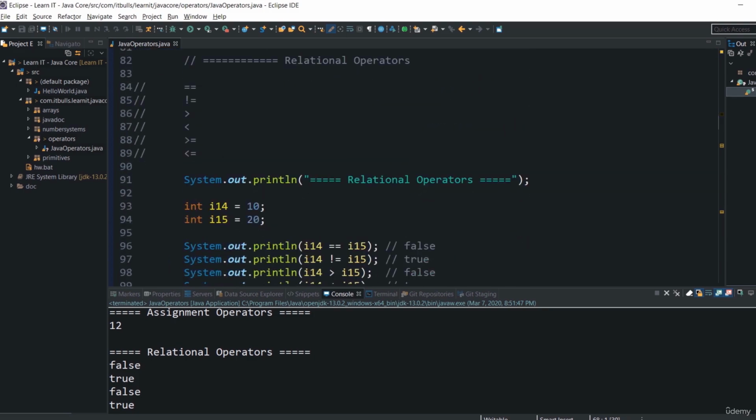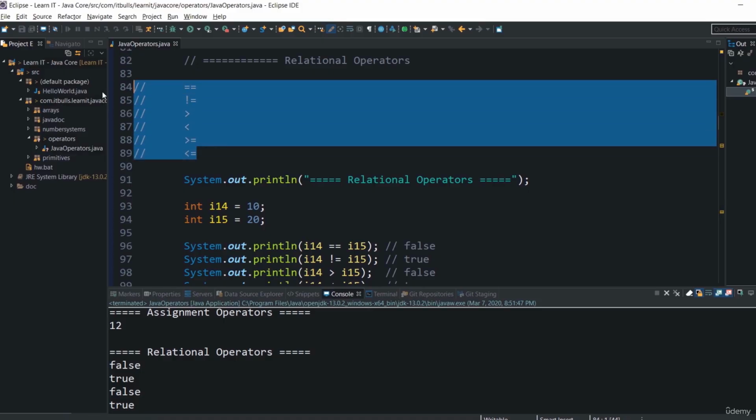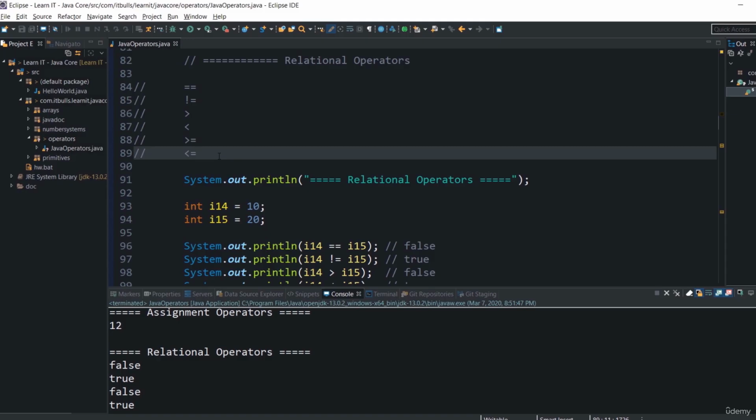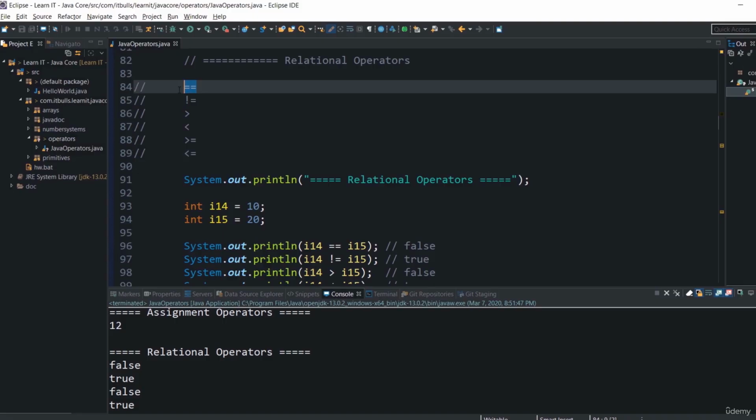Relational operators. These operators compare values on either side of them and decide the relation among them. The result produced by a relational operator is always a Boolean value, true or false. In Java we have the following relational operators. Equals to checks if the values of two operands are equal or not. If yes, then condition becomes true.